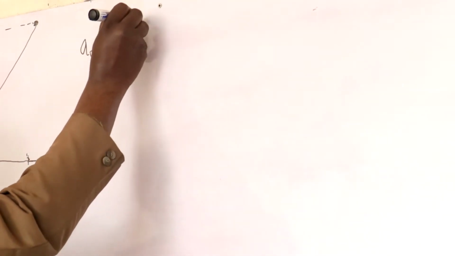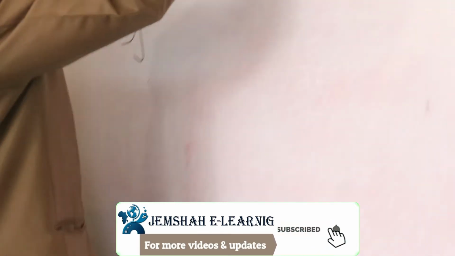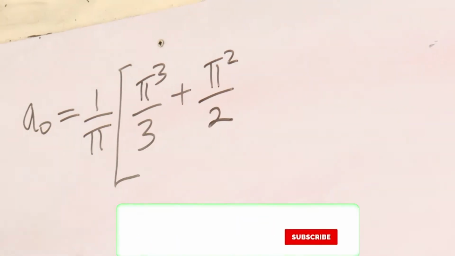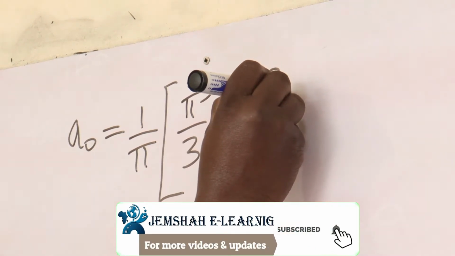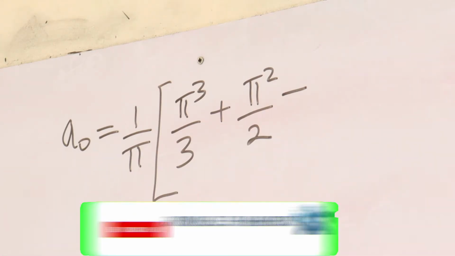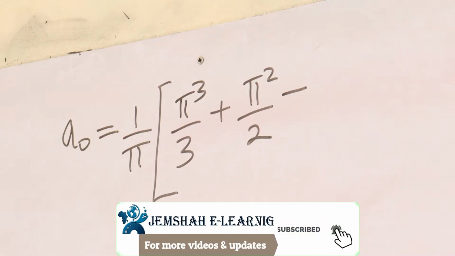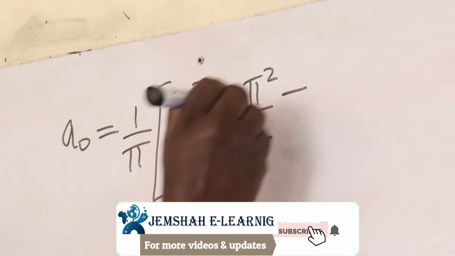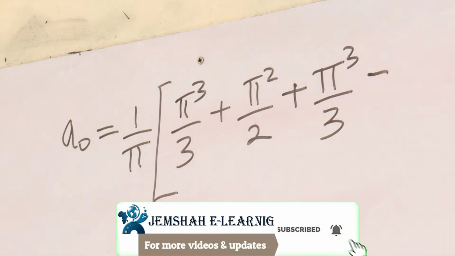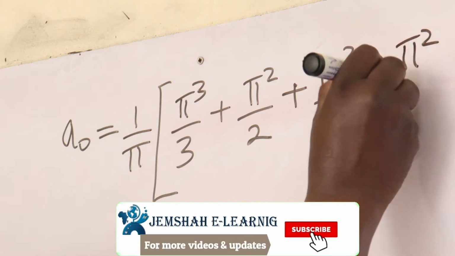So our A naught will then be equal to 1 all over pi. We are inserting our limits. When t is pi, we get pi cubed all over 3 plus pi squared all over 2. Minus, when inserting the lower limit, you're minusing, and then we say minus, when you put minus pi and cube it, it will be negative pi cubed. So negative and negative will become positive. So positive pi cubed now all over 3. We have a minus for this one because we're inserting a lower limit. But negative pi, when you square, you get positive pi squared. So it will be pi squared all over 2.